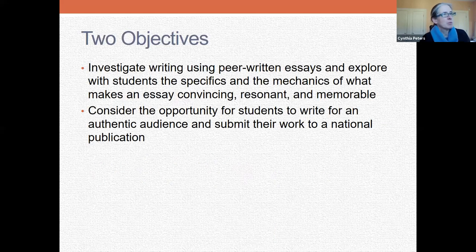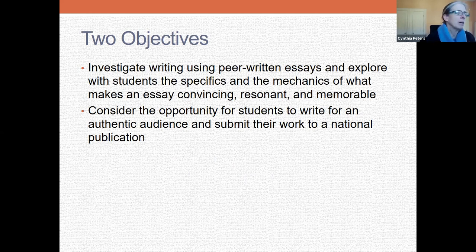We have a couple of objectives: to investigate the writing using peer-written essays and explore with students the specifics and the mechanics of what makes an essay convincing, resonant, and memorable. And so my theory is that if students are reading, critiquing, and investigating their peers' writing, it will help them develop their own writing.